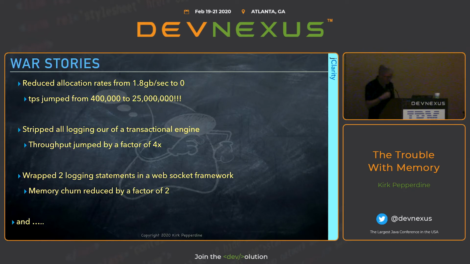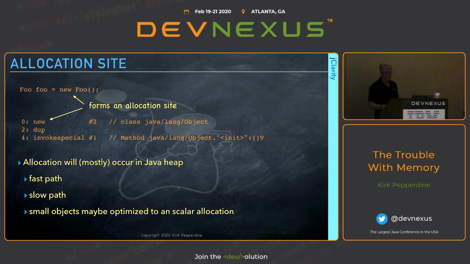So right now I'm talking about this magical thing called an allocation site. Just to clarify what I'm actually talking about, we're looking at this thing as like foo equals new Foo. And when we drop it down to bytecode, you can see we have a new and a dup and invokespecial. And really, this is the thing that forms an allocation site.